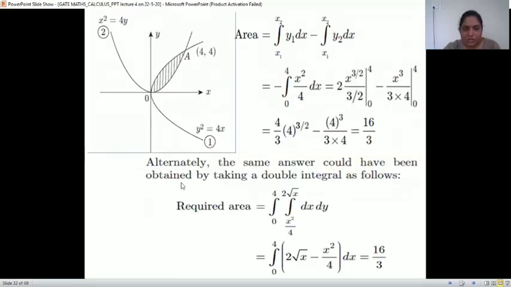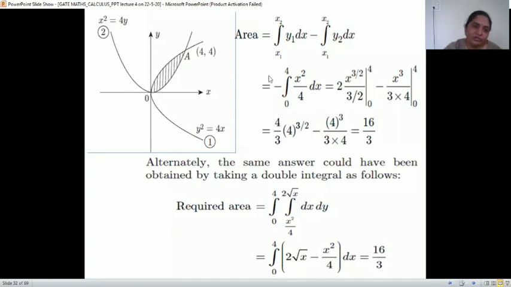That is, we are drawing the strip parallel to the y-axis. Here we get the lower limit. The lower limit is on this line, y is x square by 4. So the lower limit is x square by 4. And the upper limit is on this line, y square is 4x, that is y is root 4x, and root 4 is 2, so 2 root x.